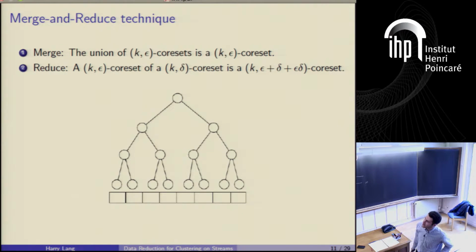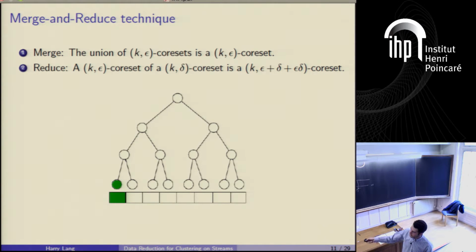So, the merge and reduce technique. Just kind of an overview of how it works. Let the bottom be your stream. This set of rectangles is your stream, and you're going to accept the stream in chunks. So pick some constant m that is small enough to fit in memory, and take the first chunk of size m, and this tree is going to be, each node is going to be a core set, okay?